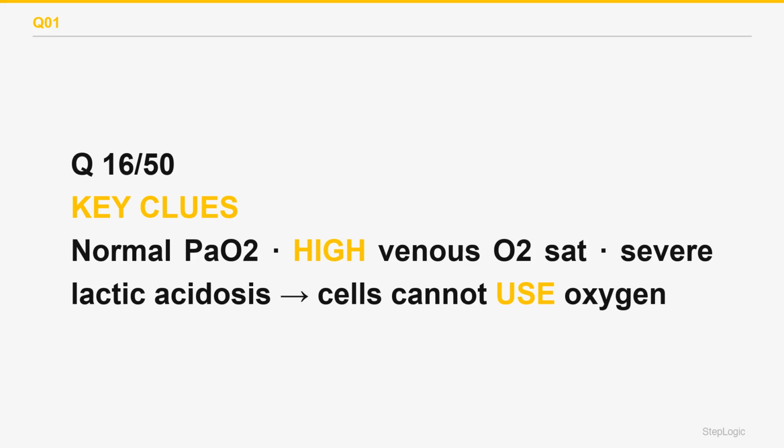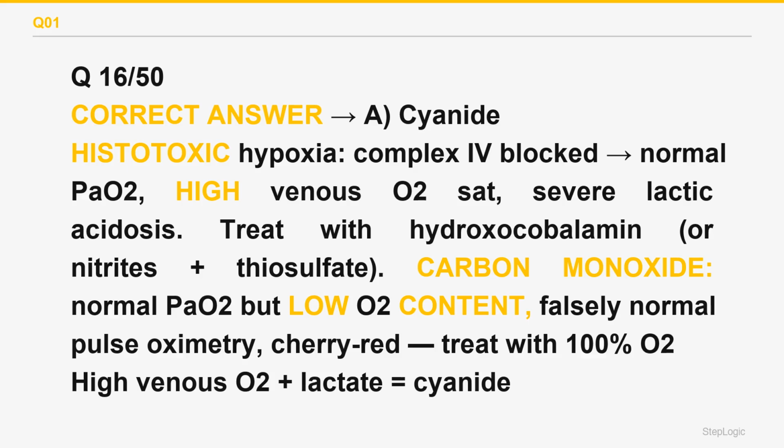Cells forced onto anaerobic glycolysis generate the profound lactic acidosis seen here. This is histotoxic hypoxia, in which the defect is utilization rather than delivery. The correct answer is A.